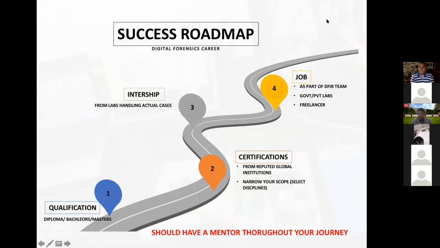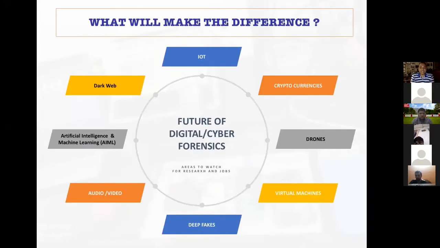The roadmap, which I feel is this: qualification I've already discussed. This is the first step. Second is certification, which is again a must, from a reputed global institution. Then narrow the scope and select your discipline. I feel, see, there's no standard thing. These are my views I'm putting across, which have come over the years of experience and which I've tried to put on the screen. Internship is a must for handling actual cases. Then job; I've just discussed the various job profiles. But all the way, you require a mentor. Please find a mentor, anyone. Next is what will make a difference. This is what the talk is all about today.